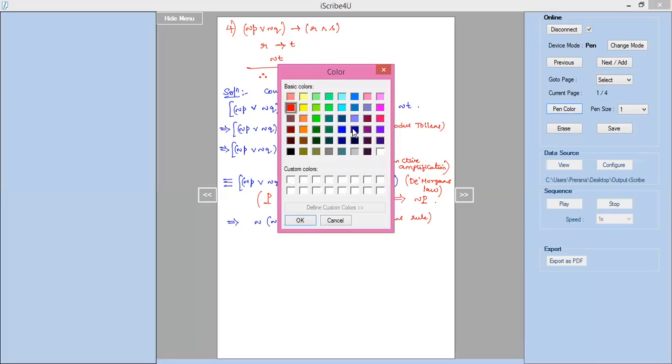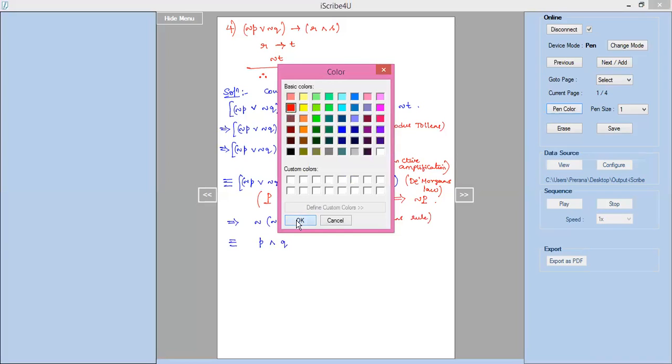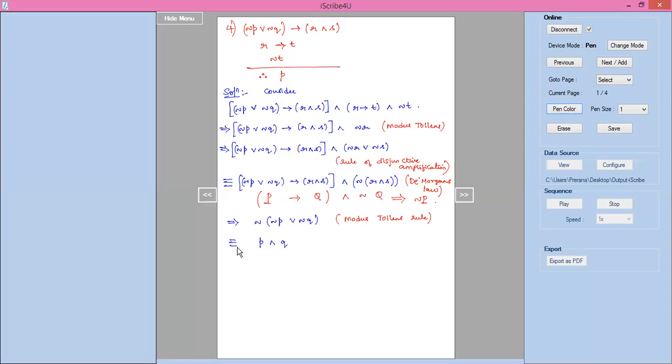Now, again we apply De Morgan's law and write down this expression as P and Q. So this is logically equivalent to P and Q. I wrote the symbol of logical equivalence because it's an application using laws of logic. That is why the logical equivalence symbol. If you are using rules of inference formulas, then write down the implies symbol. Otherwise use the logical equivalence symbol. So this is an application of De Morgan's law. So we arrived at P and Q.